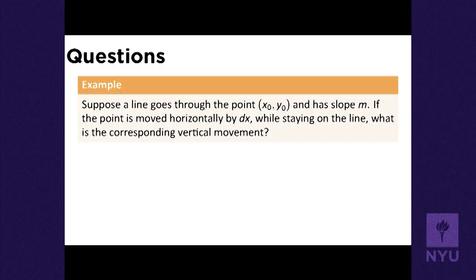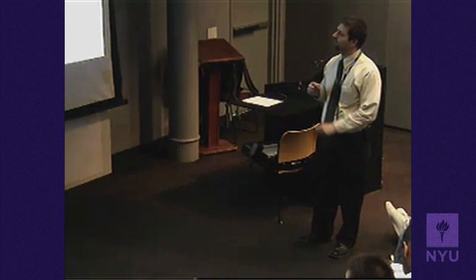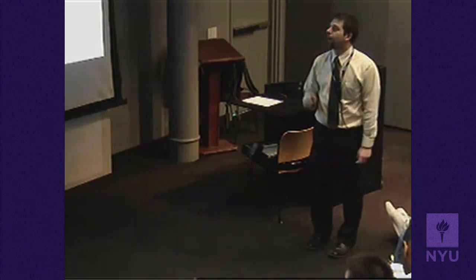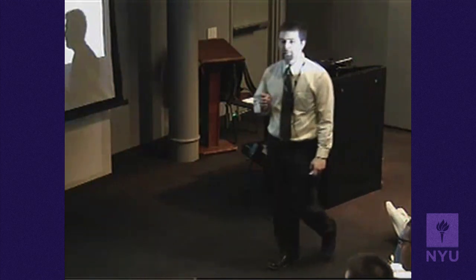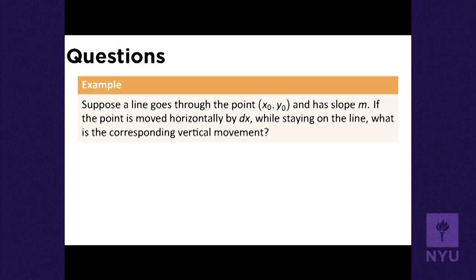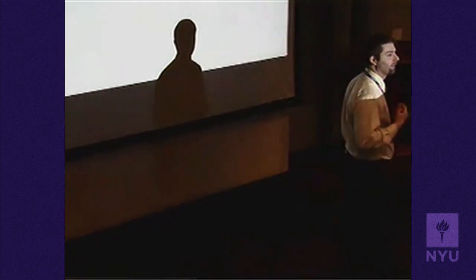Suppose a line goes through the point that has coordinates x0 and y0, and it has slope m. If you move the point horizontally by some distance dx, staying on the line, how far has the point moved vertically? Believe it or not, this is the same question that we have been asking in the previous 2 slides. We have a line that goes through some point. We know its slope. Slope's called m. If we move it dx to the right, but it stays on the line, how far up or down does it move?